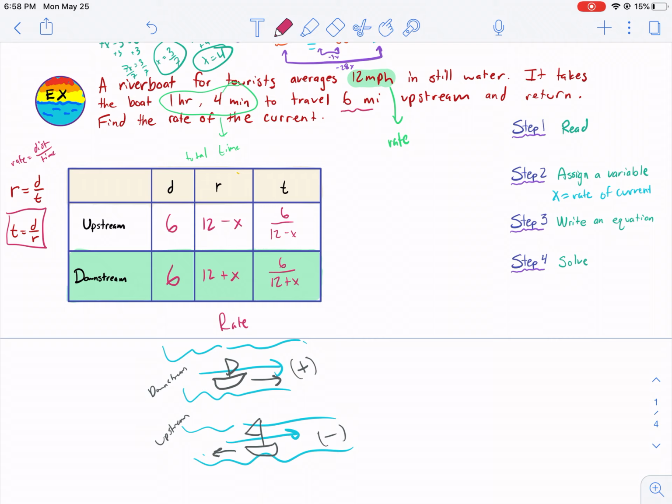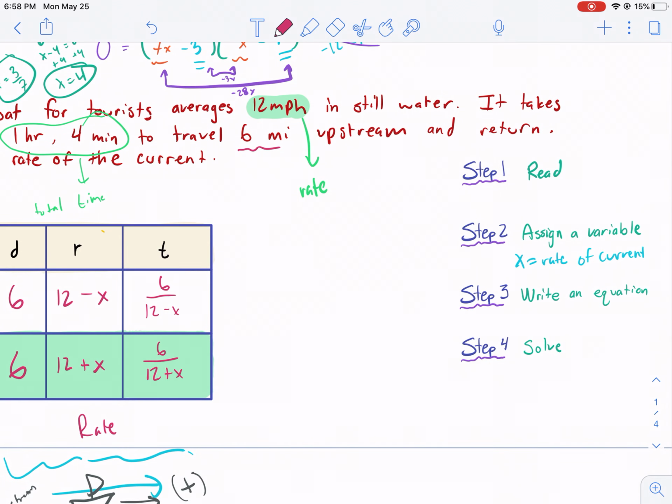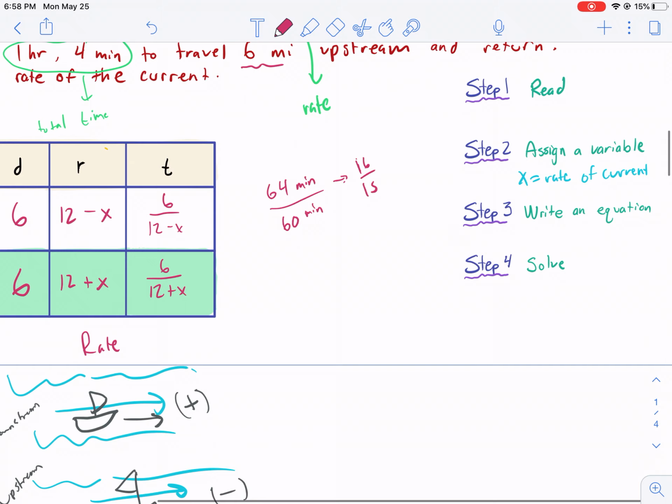But here's the problem. When you're talking about reading, this first step, we notice that we have hours and minutes. It should all be in one unit. So we could do a couple different things here. We could convert this to minutes first. We have 64 minutes. And we know that there's 60 minutes in an hour. So we're going to divide that by 60. We can reduce this fraction, and when we reduce it, we end up getting 16 over 15 because we divide each by 4. So that's our total time.